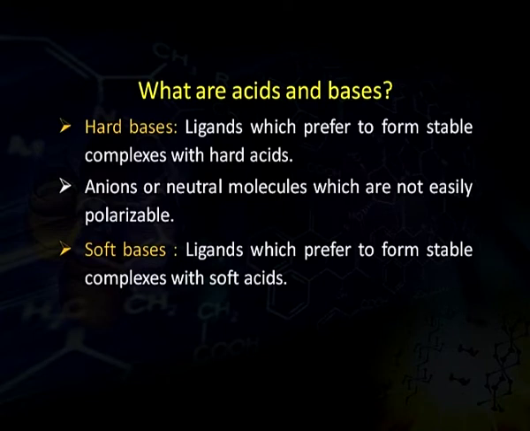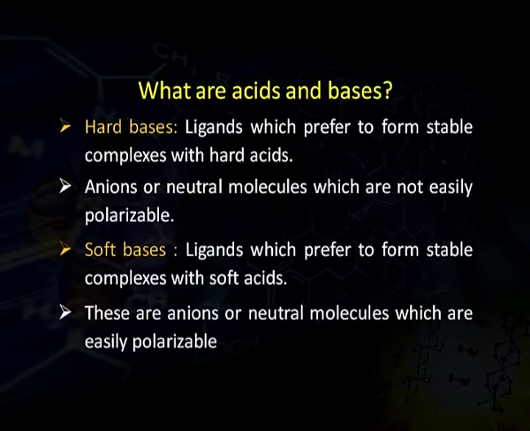Similarly, soft bases are the ligands which prefer to form stable complexes with soft acids. That means any base which forms a stable complex with a soft acid would be a soft base. These are anions or neutral molecules which are easily polarizable.